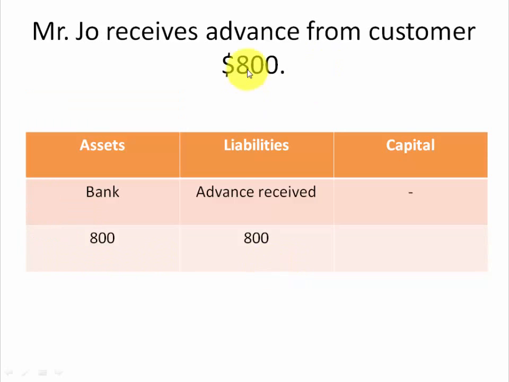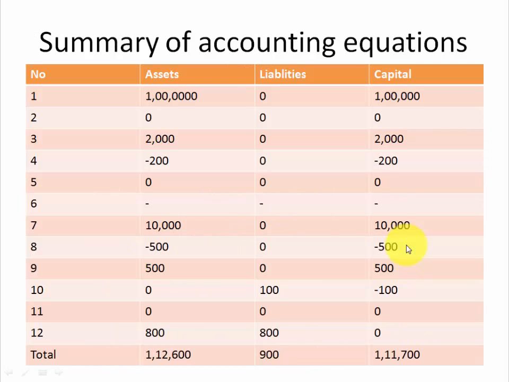Mr. Joe receives an advance from a customer, 800. In this case, bank balance is increased and we received an advance, so it is our liability, so I have recorded it on the liability side. Equation is 800 is equal to 800 plus 0.